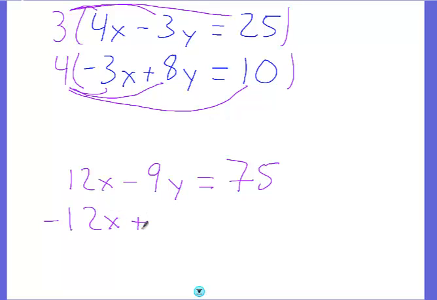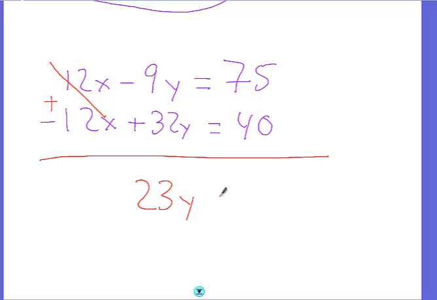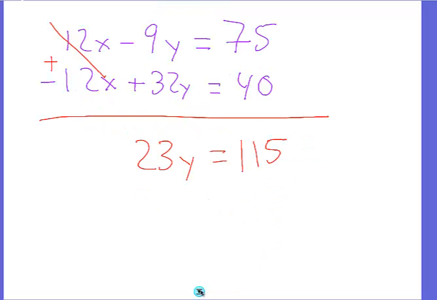Negative 12x plus, no, not 24, 32y is equal to 40. All right, and now again, the x's are going to cancel since they're both 12. This is a positive 12 and a negative 12, so you must add them together. So 12 plus negative 12 cancels. Negative 9 plus 32 gives us 23y. 75 plus 40 gives us 115. All right, divide both sides by 23.